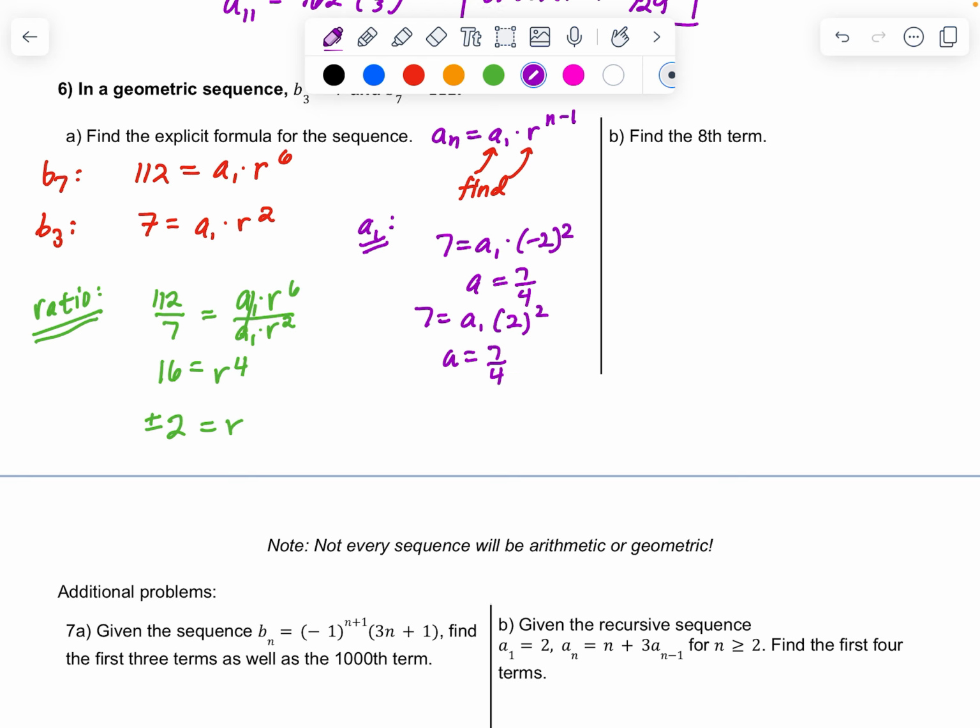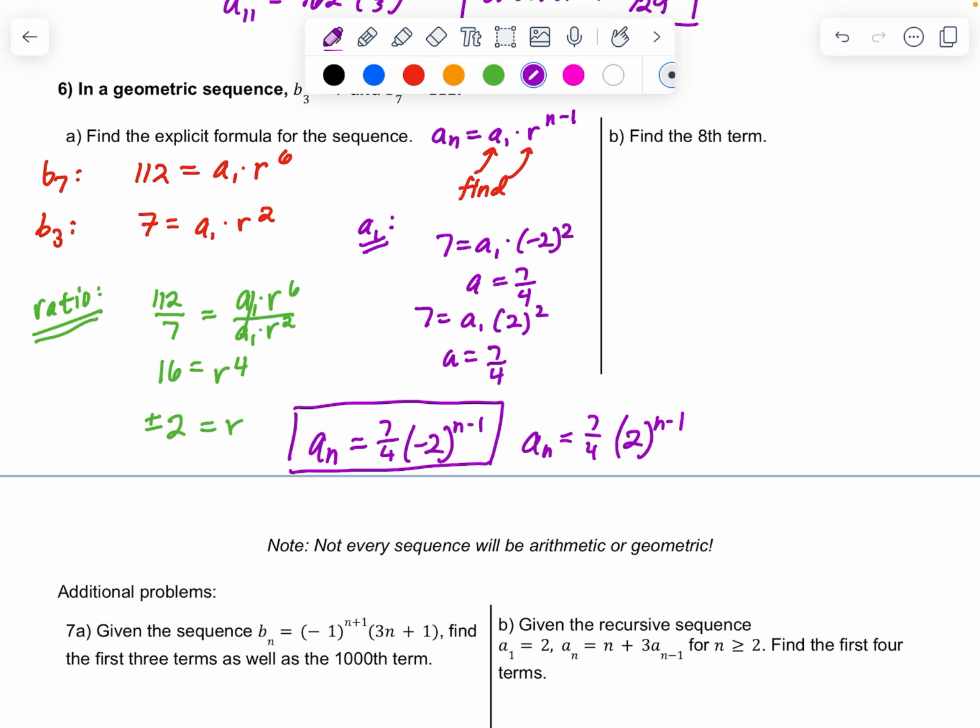All right, and then we have two different explicit formulas because we have one with a negative r. Oh, wait, I shouldn't have written that as a sub n. One with a negative r, negative 2 to the n minus 1. And then one with a positive r. So here's both of them. Find the first term, find the common ratio.